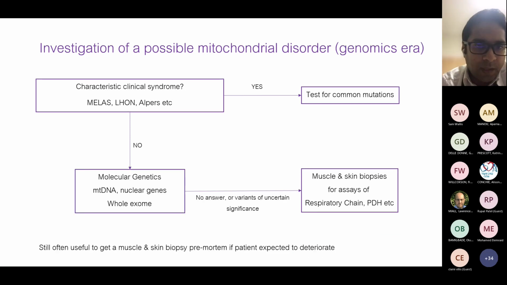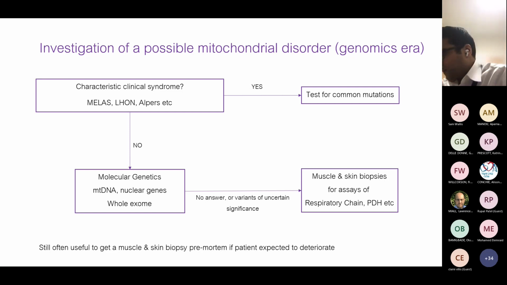But these days, we increasingly are taking a genetics first approach. Again, if we recognise the syndrome, we will go straight to looking for that common mutation or that gene. If not, then we tend to now do a wider genetic screen, and that could be looking at a large mitochondrial DNA sequencing, or a large nuclear panel, which we tend to send to Newcastle in practice, but increasingly, as I showed in this case, using the rapid exome service.